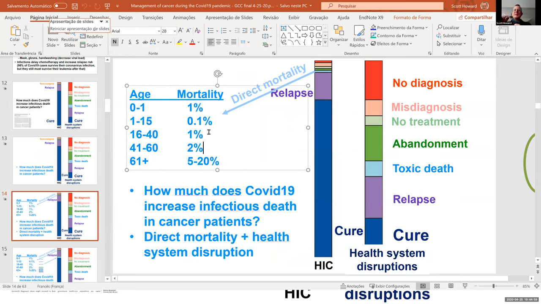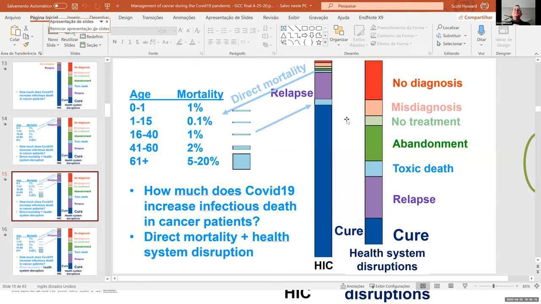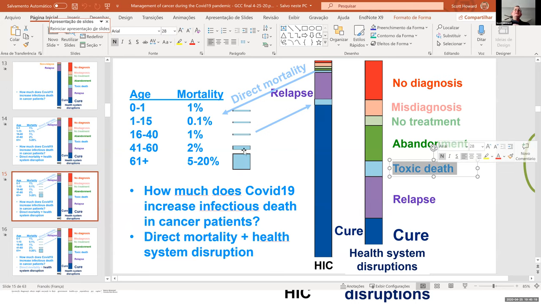So when we think of the risk of dying of coronavirus, it's the risk of getting infected times the risk of dying if you get infected. So let's suppose that eventually 100% of us will have been infected. Here's the risk of death from this disease. So when we think about direct mortality, here, light blue here is the color of the toxic death right here. So for 61 plus, this is substantial.